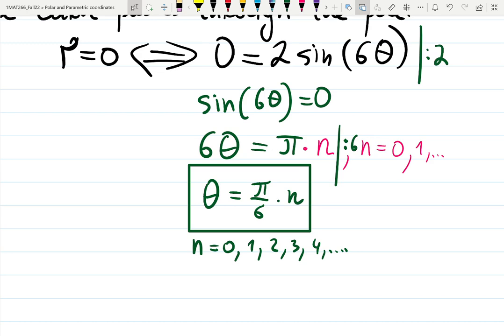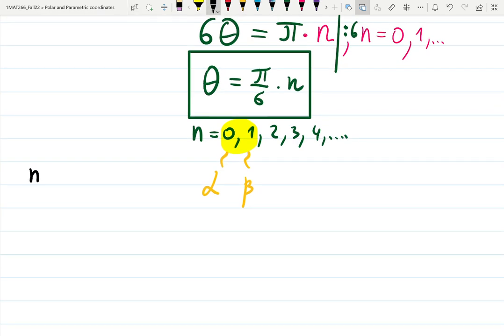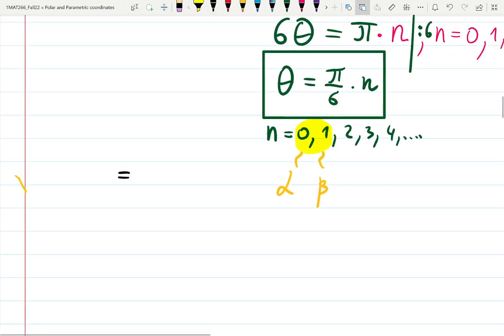But we don't need infinitely many. How many do we need? Only the first 2. The first one gives you alpha, and the second one gives you beta. It's not the equal sign. I just want to say that alpha and beta will come from number 1 and number 2. So the first n and the second n: n equals 0 gives you alpha, and n equals 1 gives you beta.